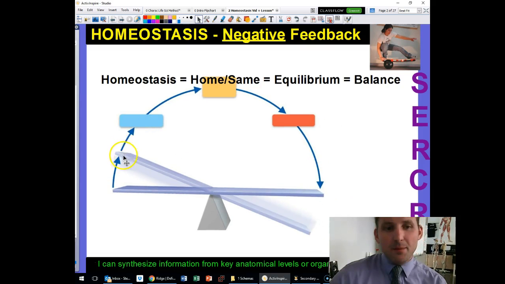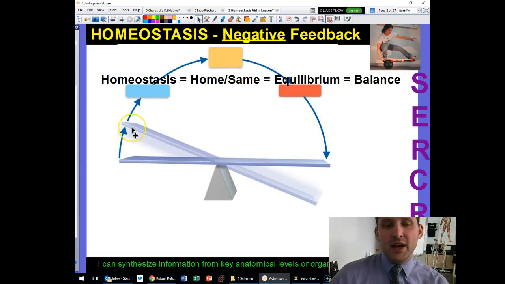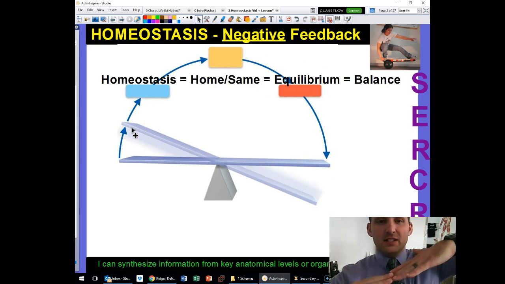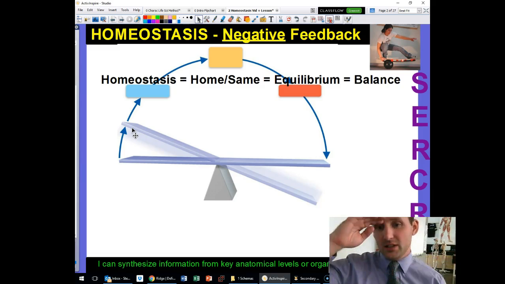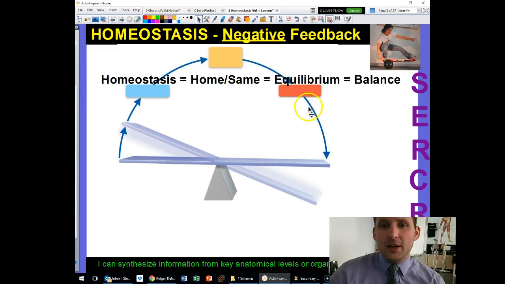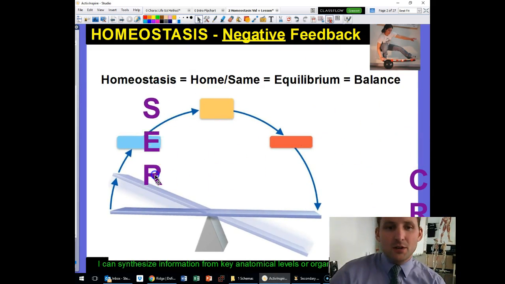As things go up, other things, this kind of domino effect happens and it's brought back to level. So again, as you get out of balance, there are certain mechanisms in your body all over the place that bring it back to balance so that you can live and survive. Again, you might have heard of this in terms of SCRIPT.